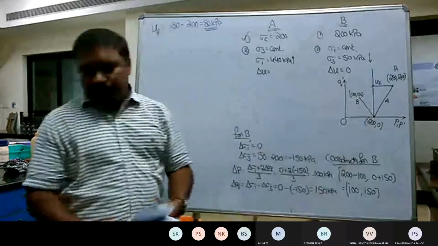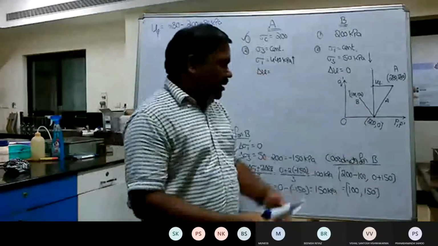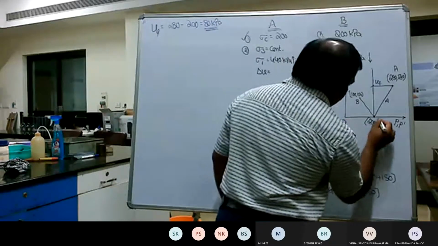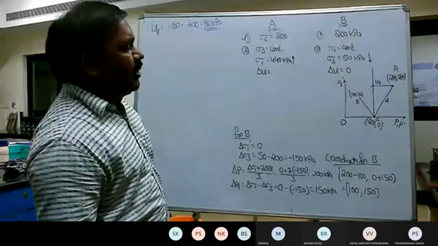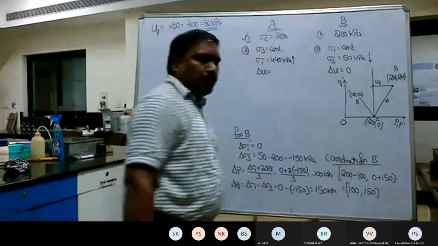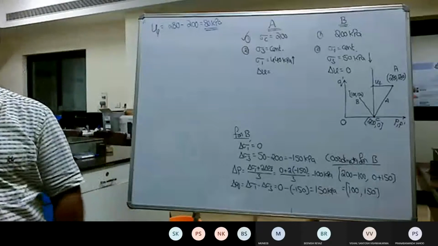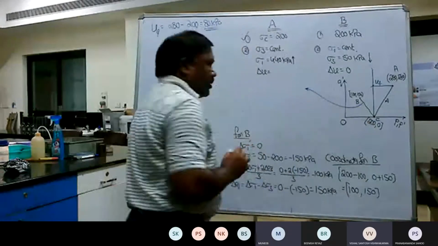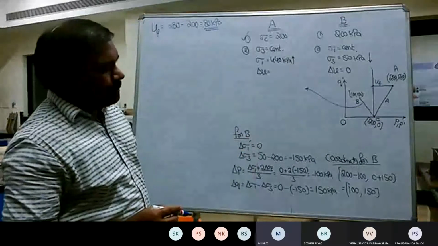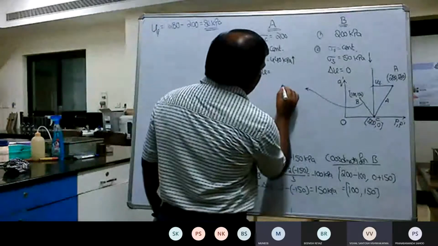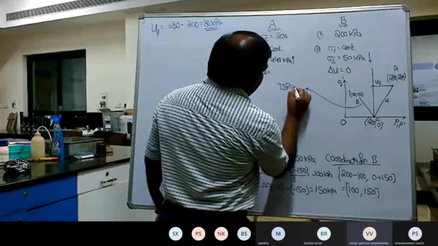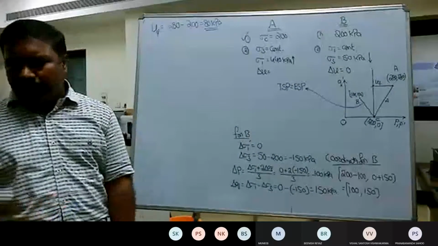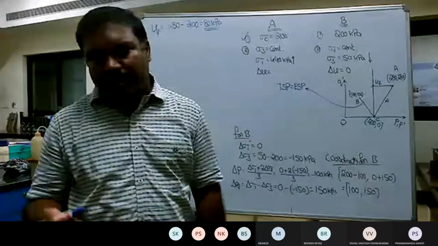Now, suppose I ask you a question: this line CA and CB, is CA the total stress path or the effective stress path? I'm asking about CB, the effective stress path. So both, sir, because of the drained condition. So the effective stress path is the same as the total stress path, because there was no drainage and no development of pore water pressure. So sigma dash is equal to sigma.